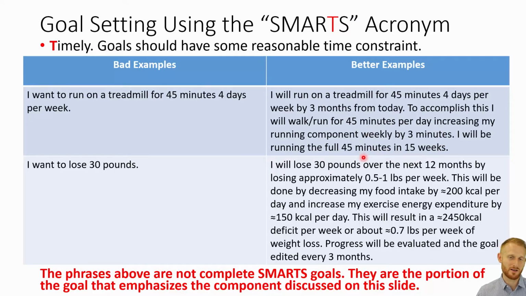Sometimes it's not necessary to have that progression in there. You can just have: I'm going to run 45 minutes, 4 days per week, 3 months from now. Boom, done. That was probably enough. But having that progression gives a little more detail, a little more precision to the goal, and so the client understands what's going to happen and how it's going to happen. So that's a good thing.